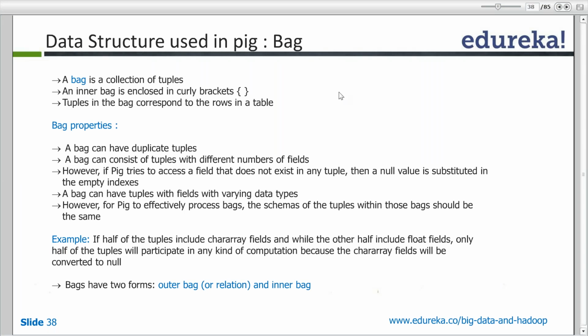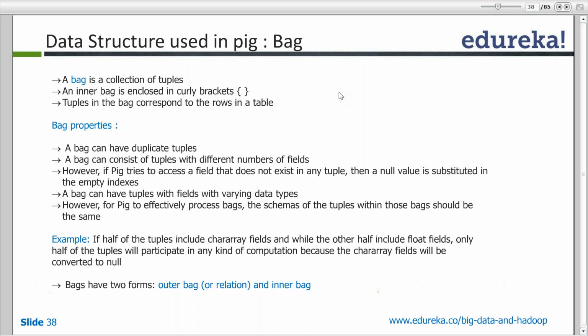All right. So what is a bag? It's a collection of tuples. Inner bag is enclosed in curly braces, right? As I've mentioned, there are two types of bags, inner and outer. Inner bag is enclosed inside curly braces. Tuples in a bag correspond to rows in a table. So you can consider a bag like a table. If you just want to compare with a database, you can consider a bag to be a table and the tuples inside that bag to be the rows of that table.